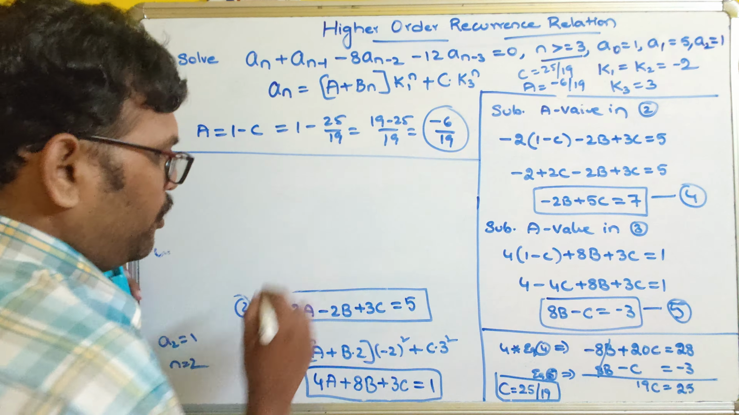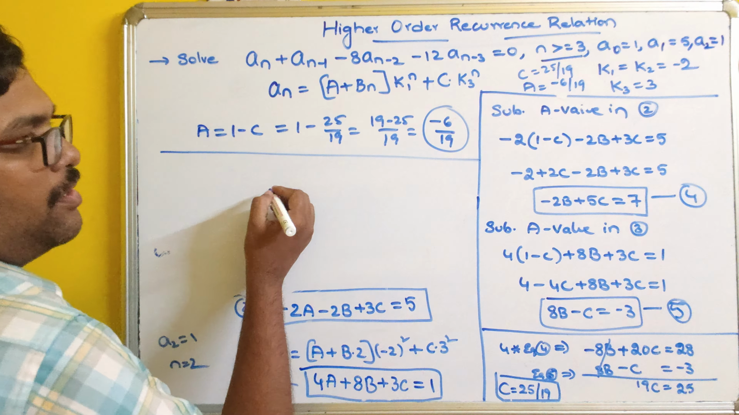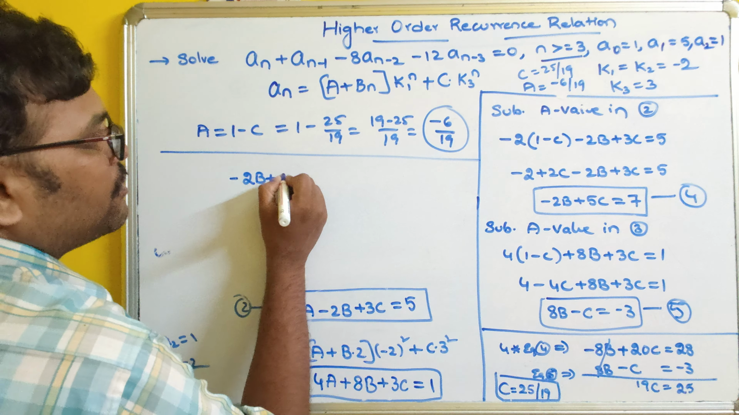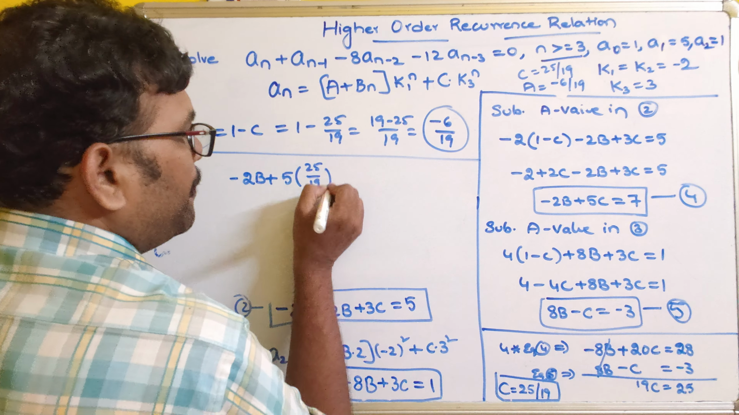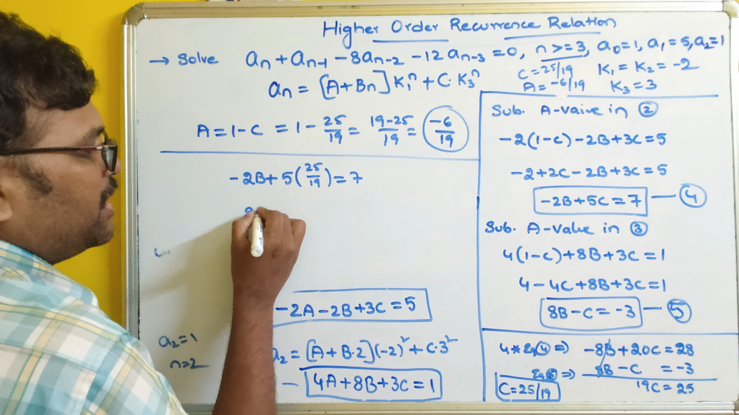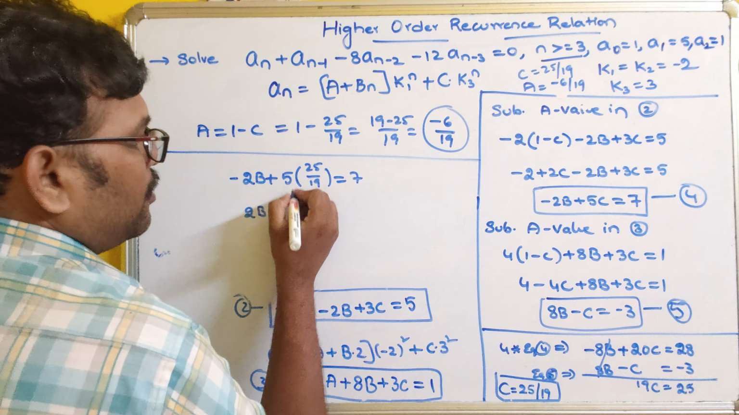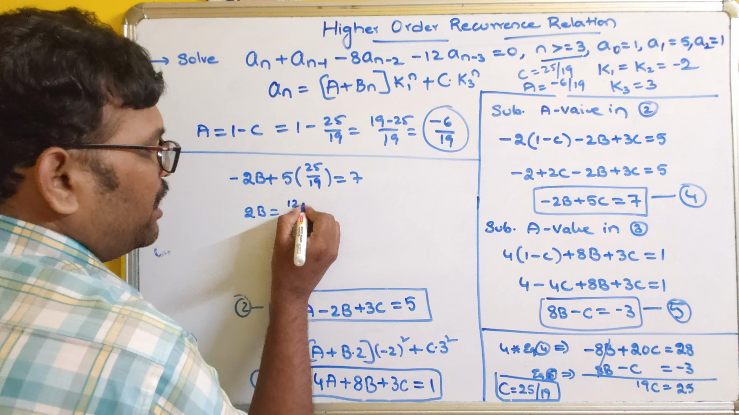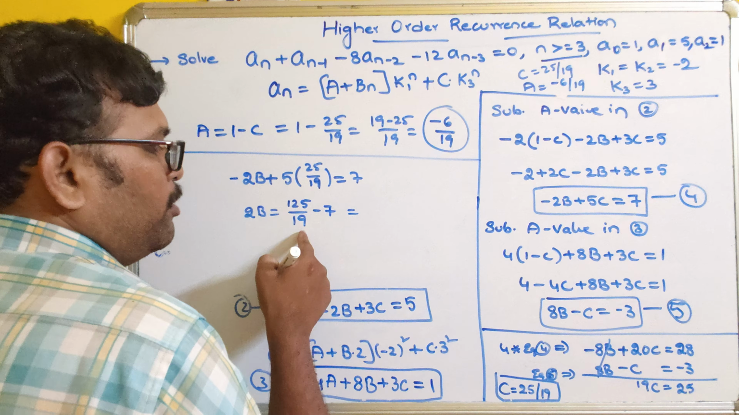Now we need to find out the b value. So we know that minus 2b plus 5c is equal to 7. So minus 2b plus 5 into, what is the c value here? 25 by 19 is equal to 7. So calculate this one. So 2b is equal to, how much does it become? 5 into 25, so 125 by 19 minus 7.